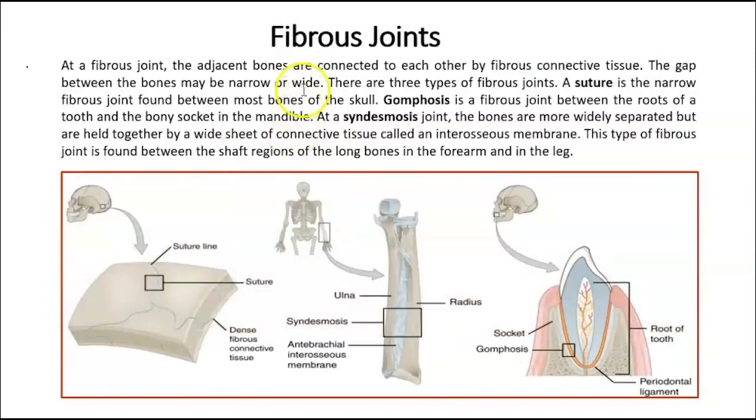This is another joint. In this case, the bones are connected with fibers. There are three main kinds. One is suture, another kind is gomphosis, and syndesmosis. The suture is connected with fibers, you can see here. An example of gomphosis is your teeth. They are joined to the bone by these fibers.